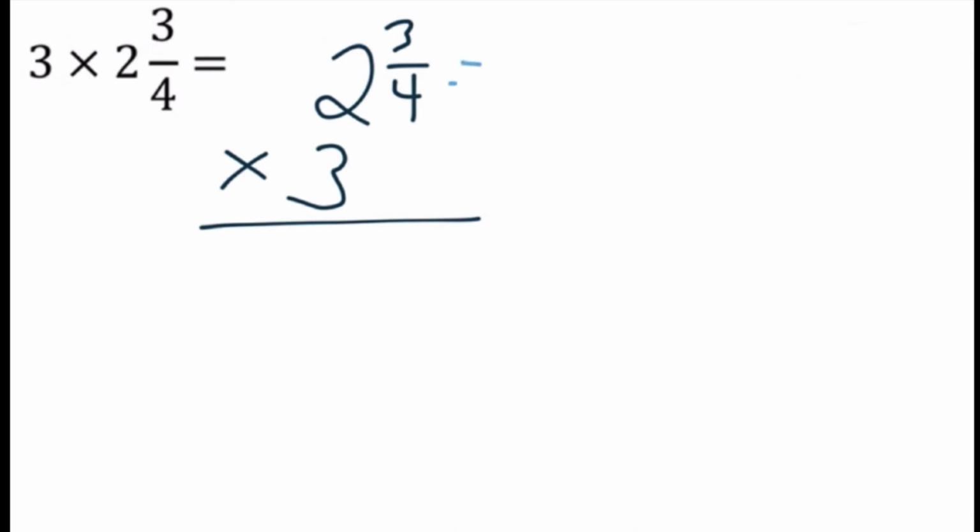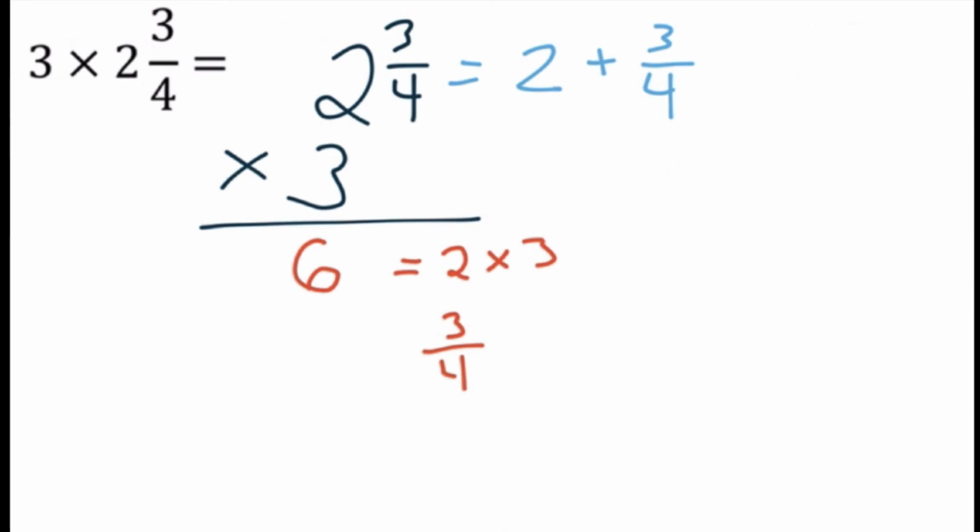So I know that 2 and 3/4 is the same as 2 plus 3/4. So I can do 2 times 3 as my first partial product to get 6. And then I can do 3/4 times 3 to get 9/4.